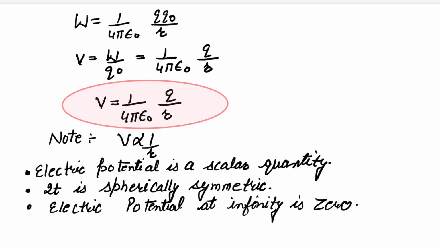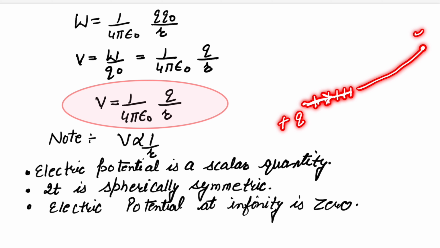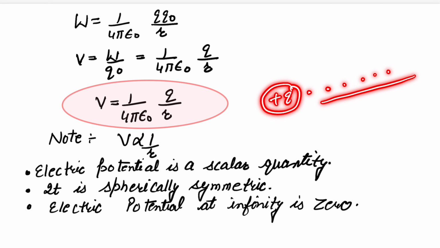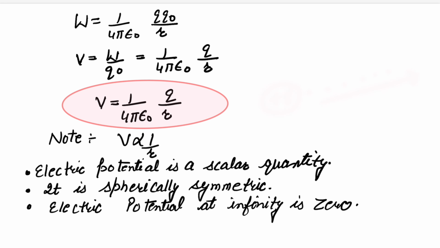So what is the nature of this potential? This potential varies inversely with the distance. If you have a source charge here, then the potential has a higher value when the point lies closer to the source charge. As you move away from the source charge to infinity, the potential will be equal to 0. The closer the point of observation is to the source charge, the higher is the potential. As you are moving away, potential is decreasing.